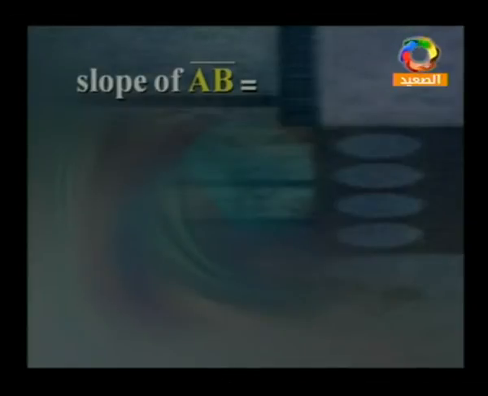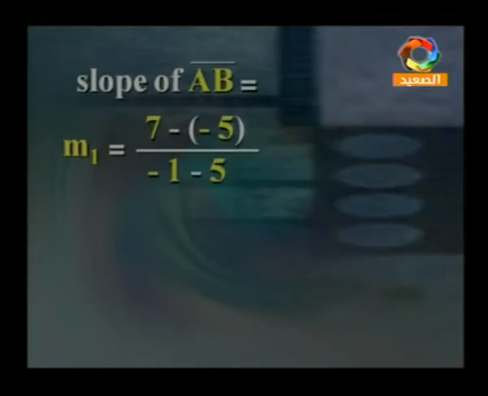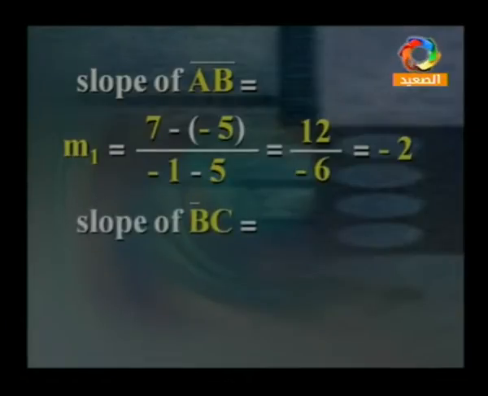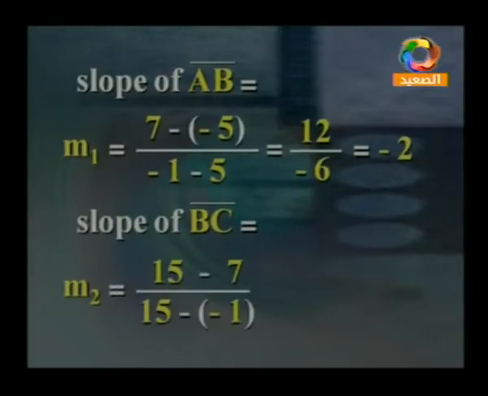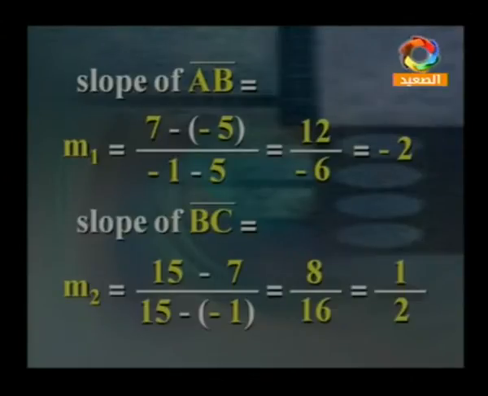Slope of AB is going to be denoted by M1. So M1 equals 7 minus negative 5 over negative 1 minus 5 to give a result as 12 over negative 6, which is equal to negative 2. Now try to find slope of BC, which is denoted by M2. So M2 equals 15 minus 7 over 15 minus negative 1 to give a result as 8 over 16, which is going to be 1 over 2.